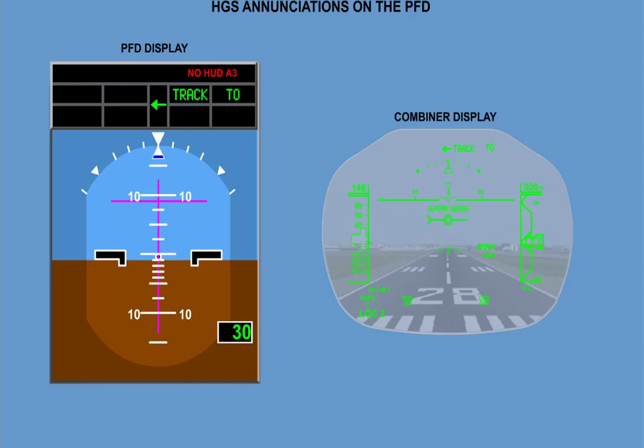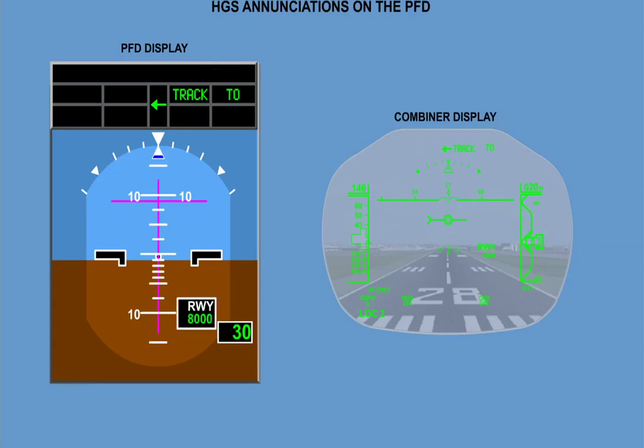In the combiner, approach warning flashes for the first 5 seconds, then steady when aircraft is below 500 feet ASL. When HUD A3 guidance function is no longer available due to system or sensor failures, or aircraft approach attitude or position is outside the performance envelope required for the approach and landing.